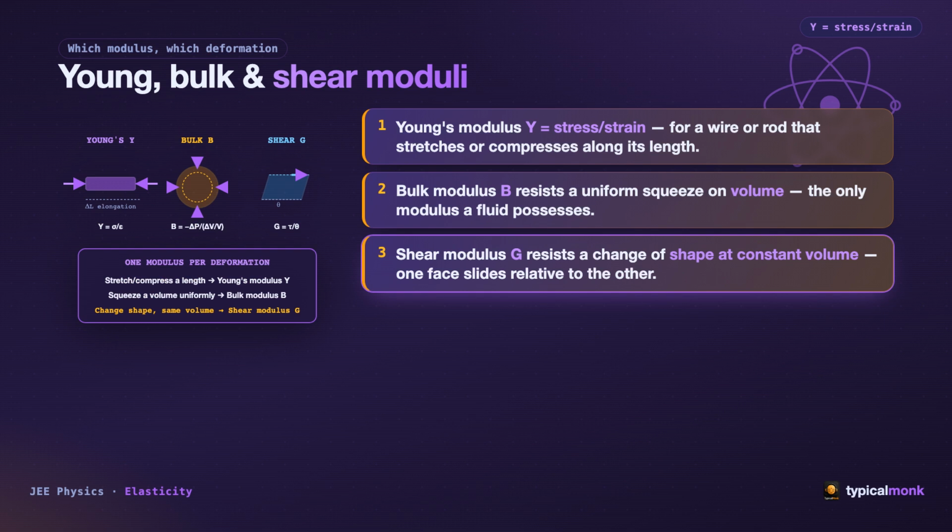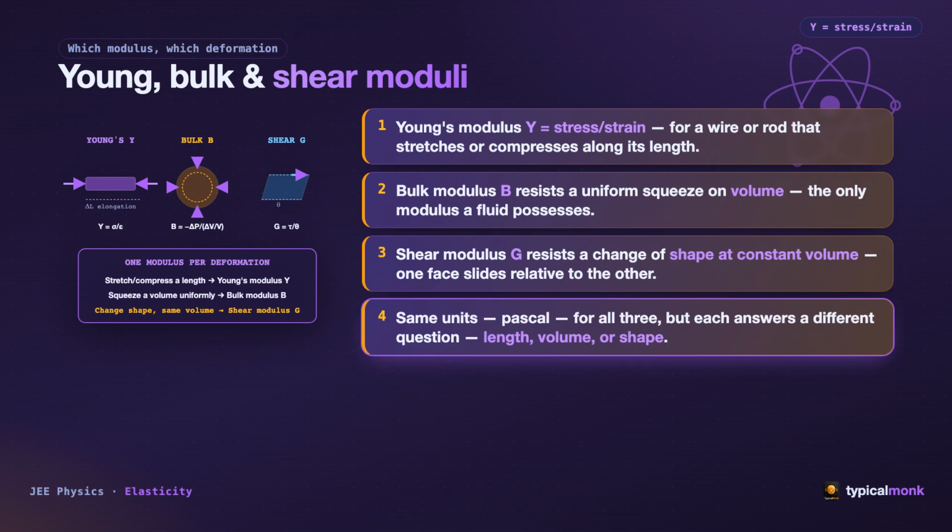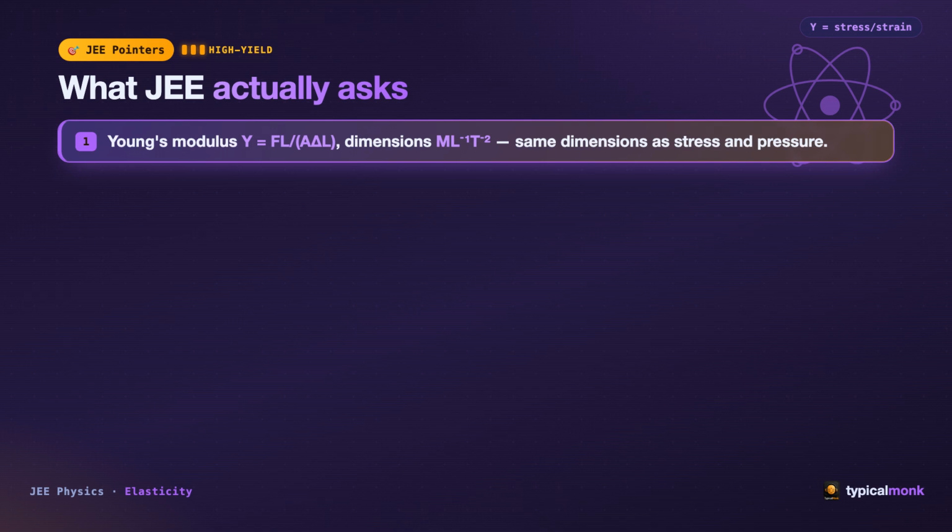Shear modulus G resists a change of shape while the volume stays the same. Picture the top face of a block sliding sideways while the bottom face stays fixed. All 3 share the same unit, Pascal, yet each one answers a completely different question. Does the length change? Does the volume change? Or does the shape change? John used to apply Young's modulus to a squeezed gas and wondered why the answer made no physical sense at all. Now sit up straight.